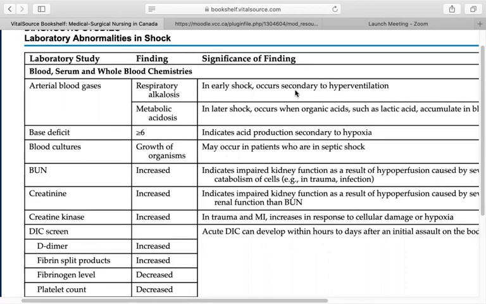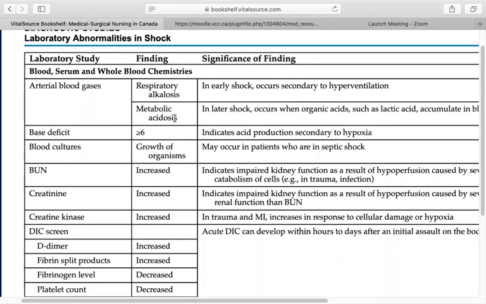Now later on, as they get tired out, they might be hypoventilating, and they could be holding on to CO2. So that could cause respiratory acidosis. Okay, that's not mentioned here, but that's something else to consider. Another thought that is mentioned here is metabolic acidosis.